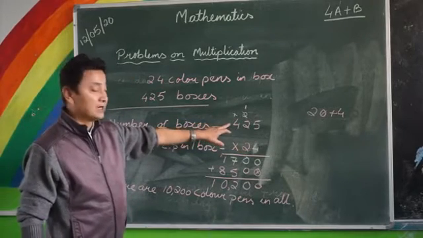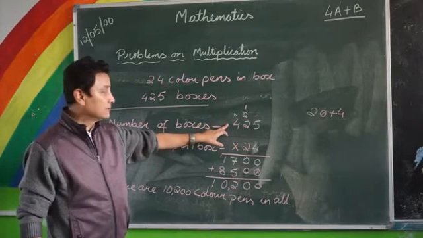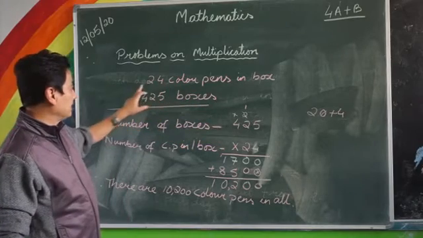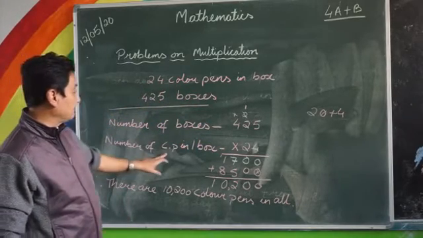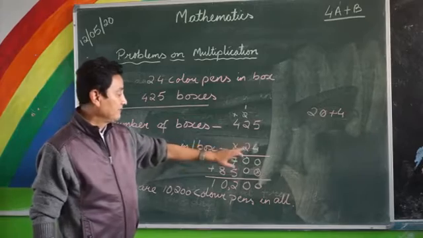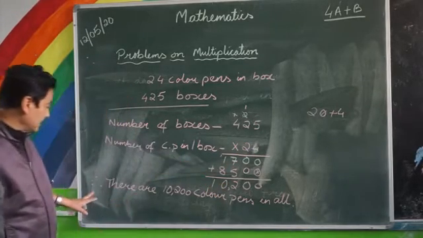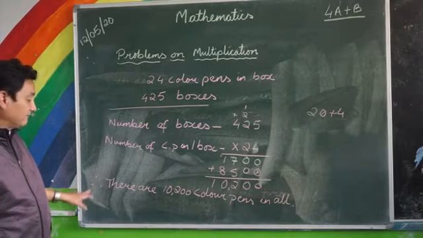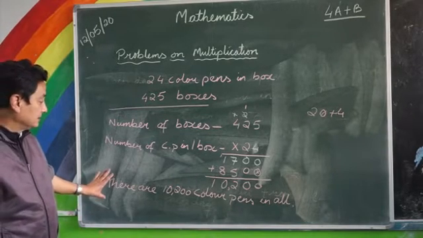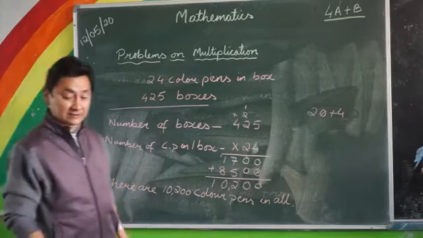425. I've put the bigger number at the top because it's easier to multiply. And how many color pens in one box? Number of color pens in one box? 24. And when we multiply, we get the answer. And don't forget to write therefore and the answer in a sentence. Let's try one more.